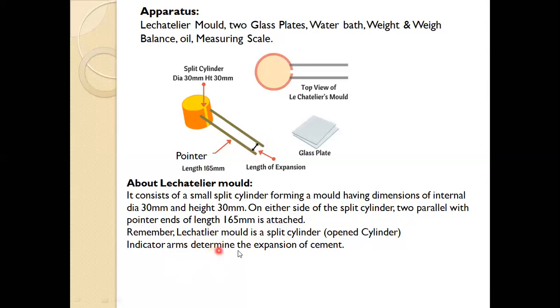The indicator arm determines the expansion of the cement. Indicator arm means the pointer will determine the expansion of the cement. So to determine the expansion, we need to check the distance between the two pointers, and this distance will give the length of the expansion, that is the expansion of the cement. So first we go for the apparatus, then we go for the test.